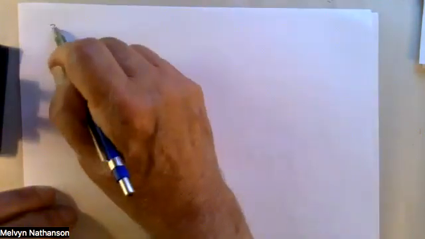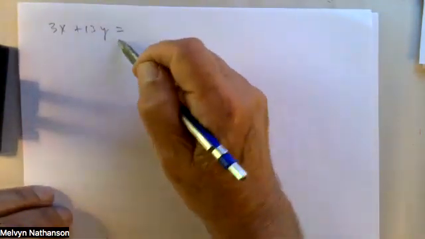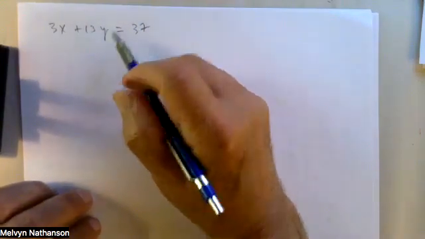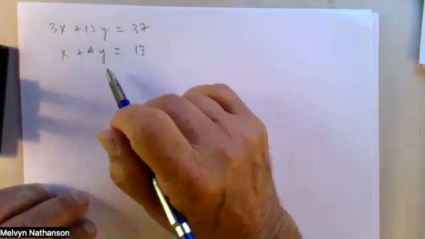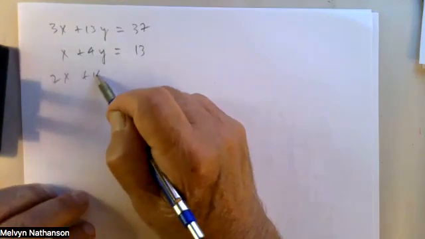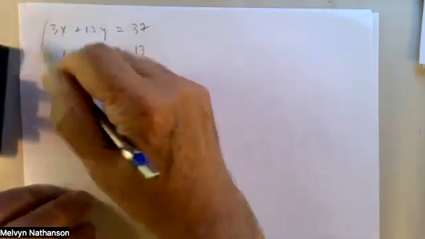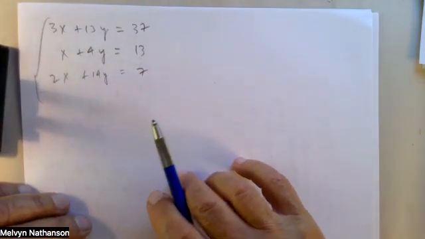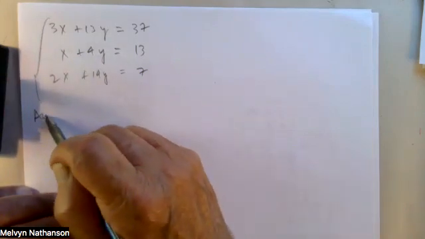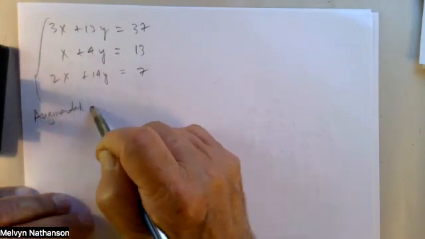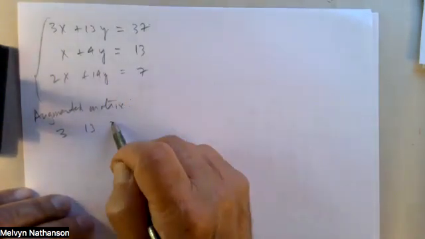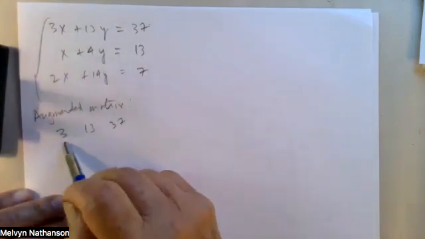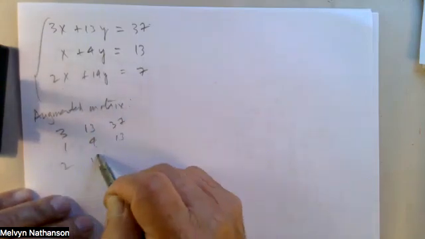So suppose we start with this system of equations. So here I have 3 equations in 2 variables. So what is the augmented matrix for this system? It's going to be 3, 13, 37, 1, 4, 13, 2, 14, 7.